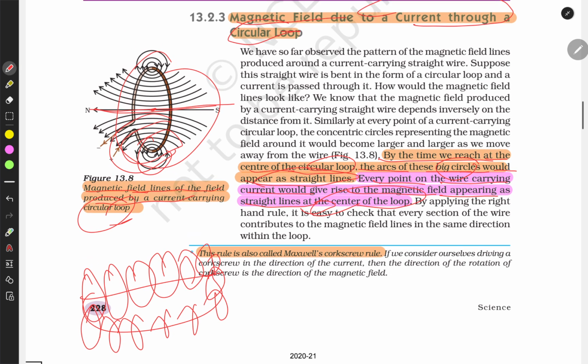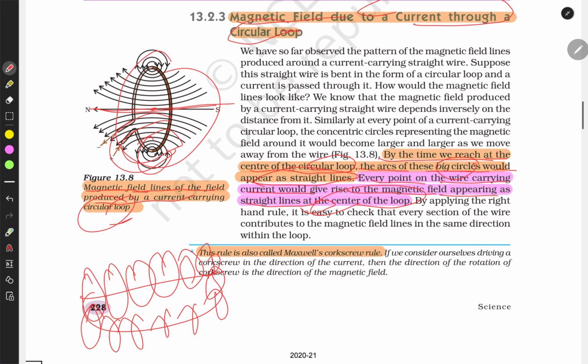And also as we go far, the magnetic field lines will become weak, and at the center it is like getting affected from all sides. So that is why the field lines which are passing through the center are almost straight.